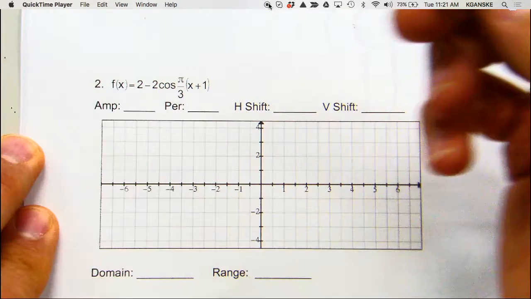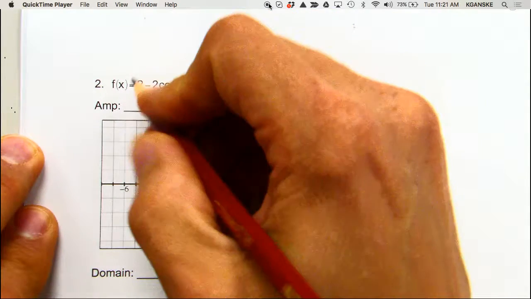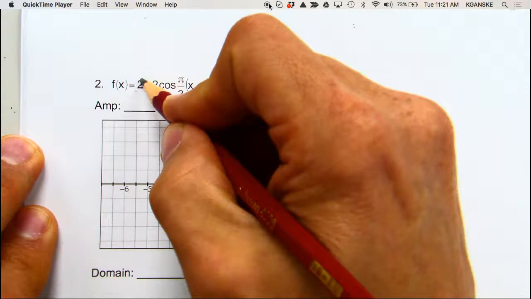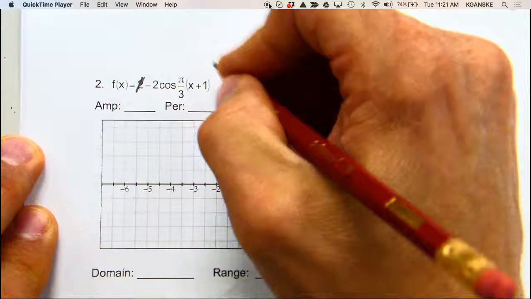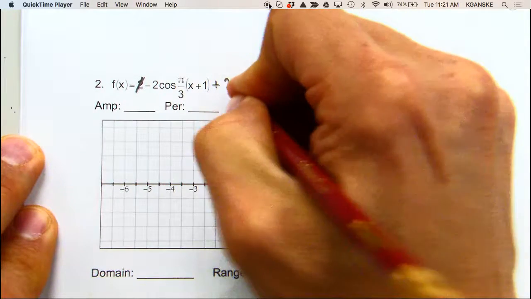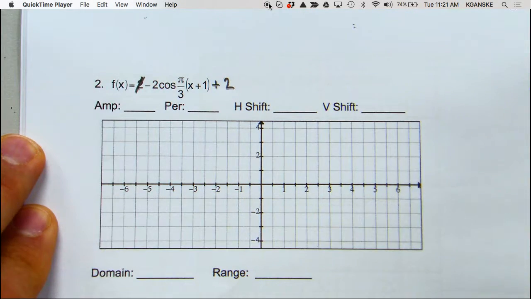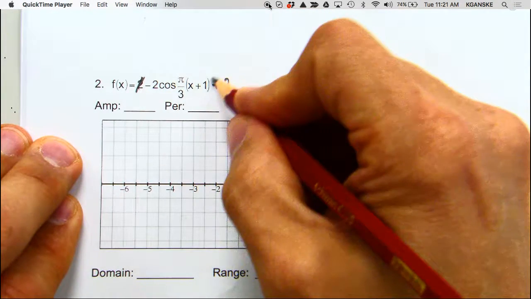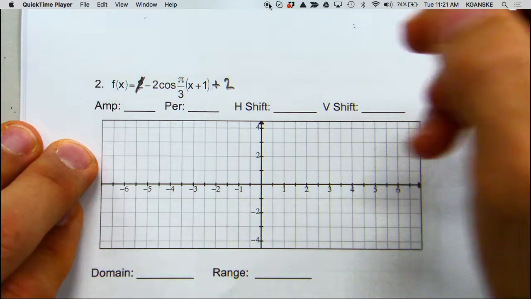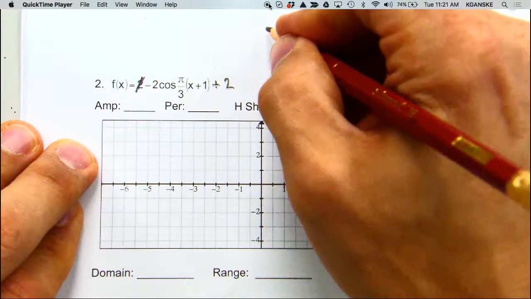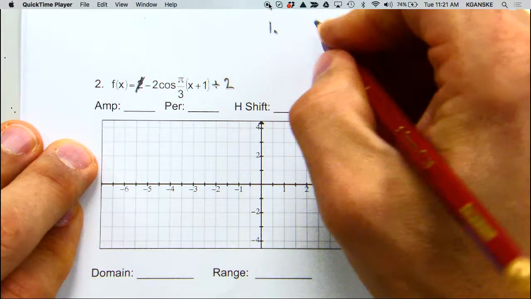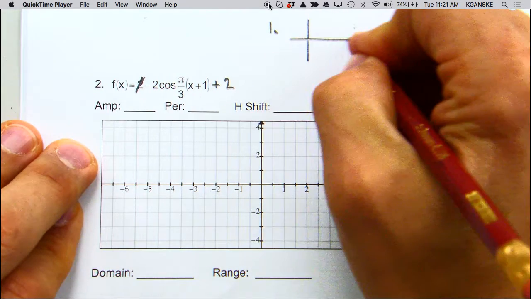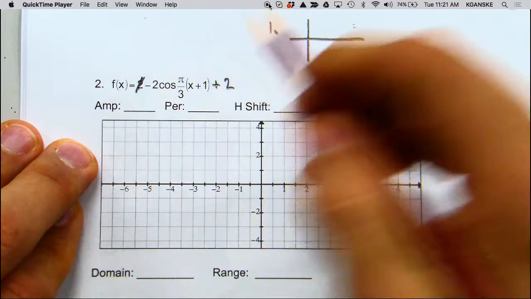The first thing with this graph here is that you shouldn't let the order of the numbers mix you up. This first part is just the vertical translation, so it's going to be +2 on the outside. The first thing that you've got to do is figure out what your parent graph is. So I see minus cos here.